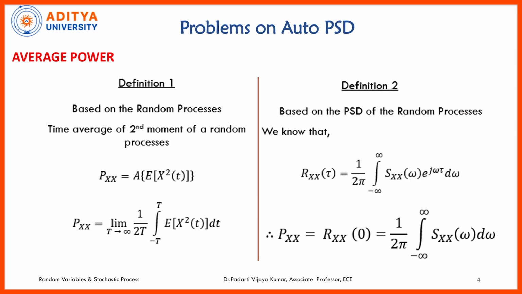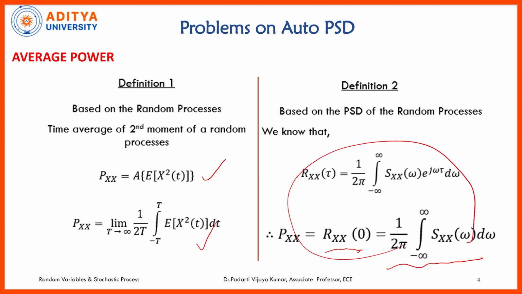If you want to compute the average power, it can be computed in two ways. The average power can be computed using the general formula, or, if the autocorrelation function is given to us, the autocorrelation function at tau equal to 0 gives you the average power. Otherwise, the average power can also be computed using the power spectral density. Integrating the power spectral density over a predefined bandwidth, we will get the average power. This we will use in computing the average power.